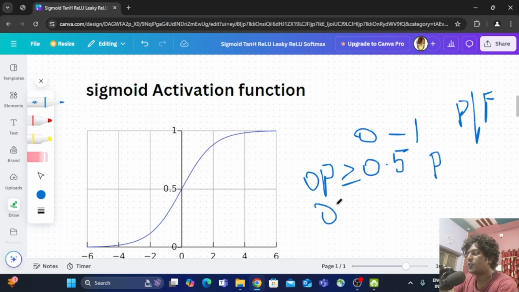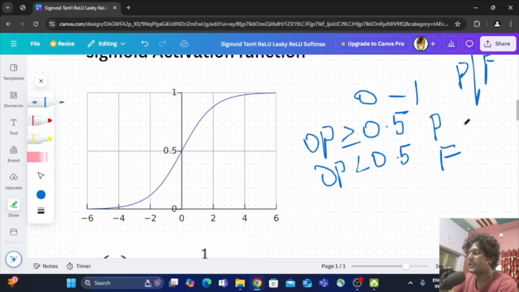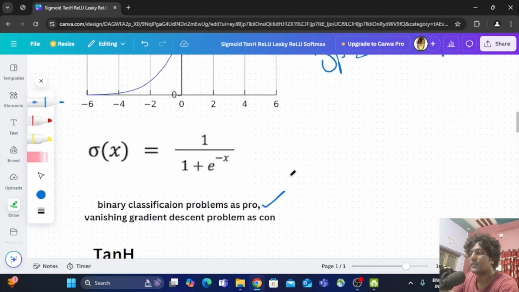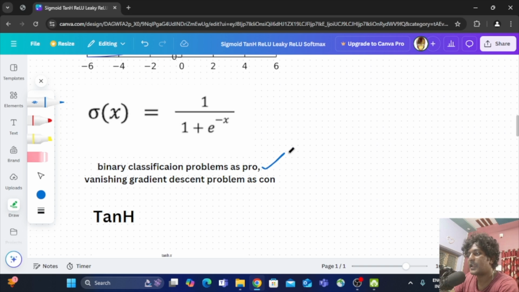If the output is less than 0.5, we can consider it as fail, right? It is a binary classification problem. The sigmoid activation function is used very well in binary classification, so it is considered a pro for this.